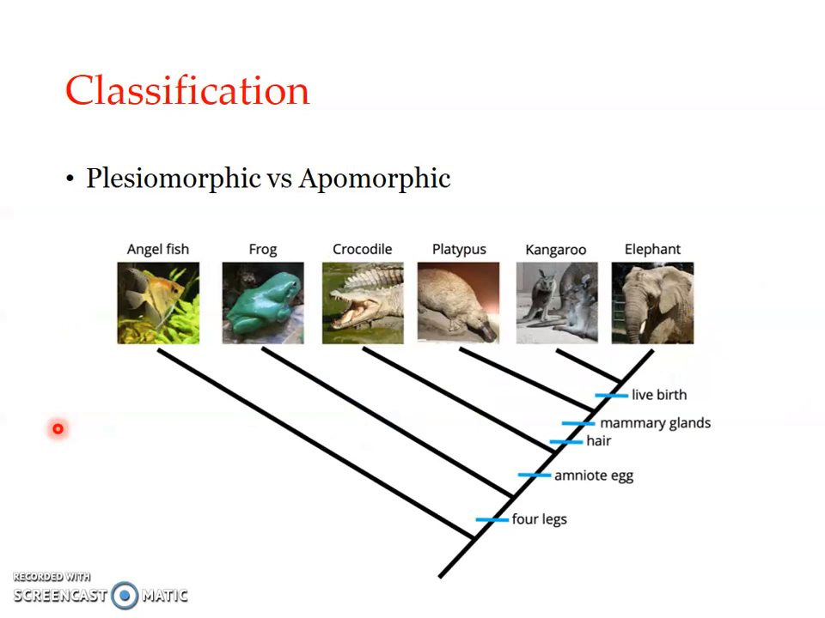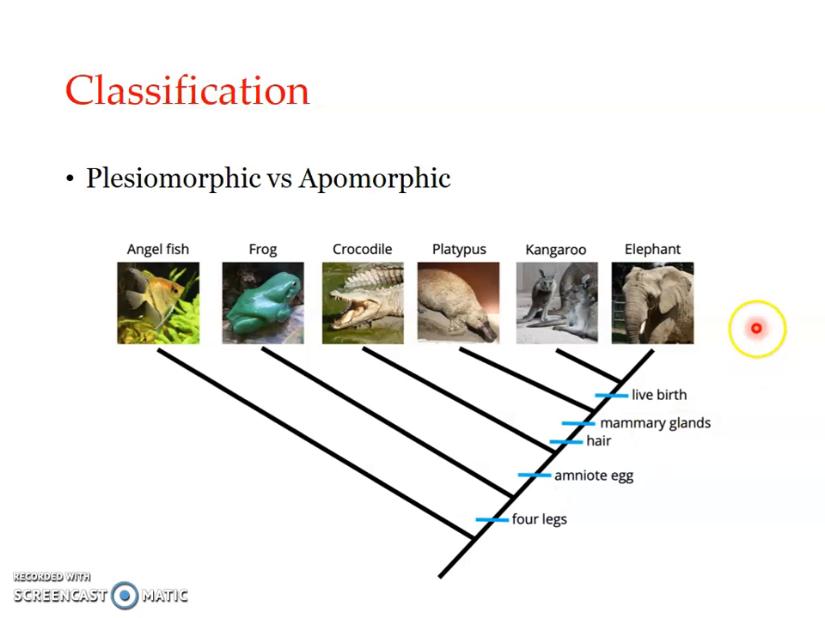Now another feature is plesiomorphic and apomorphic characters. When we study homologies in phylogenetic studies, we can see that characters developed during the evolution of the species. While evolution takes place, characters develop, and some of the characters may have developed in the very ancient past, while some of the characters may have developed in the recent past.